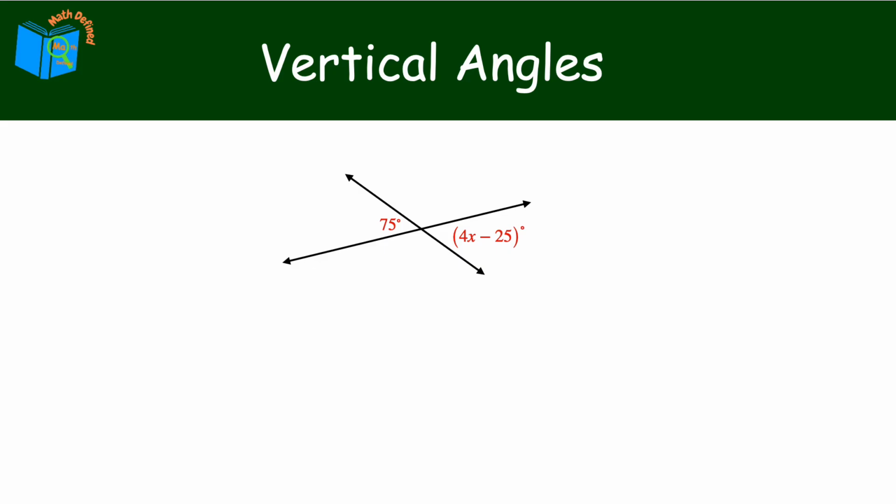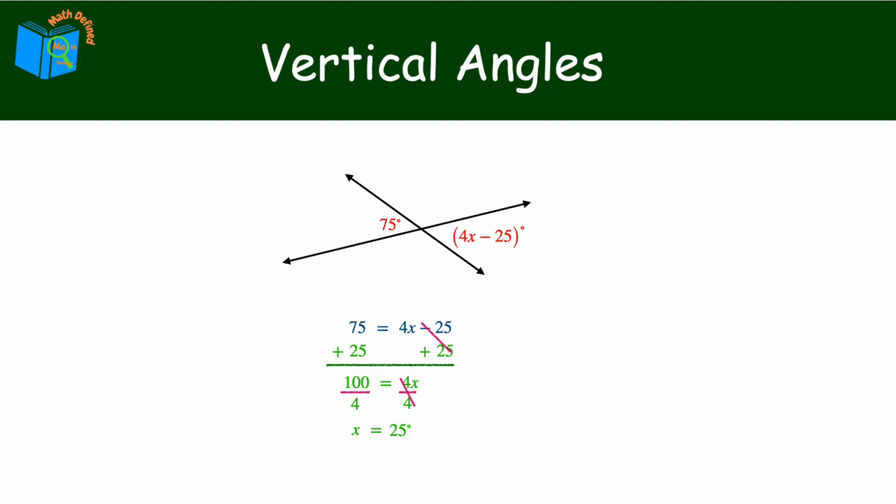Since the angles are congruent, we'll use this equation. 75 equals 4x minus 25. To undo the subtraction, we'll add 25 to both sides, giving us 100 equals 4x. Then we'll divide both sides by 4. 100 divided by 4 is 25, so x equals 25.